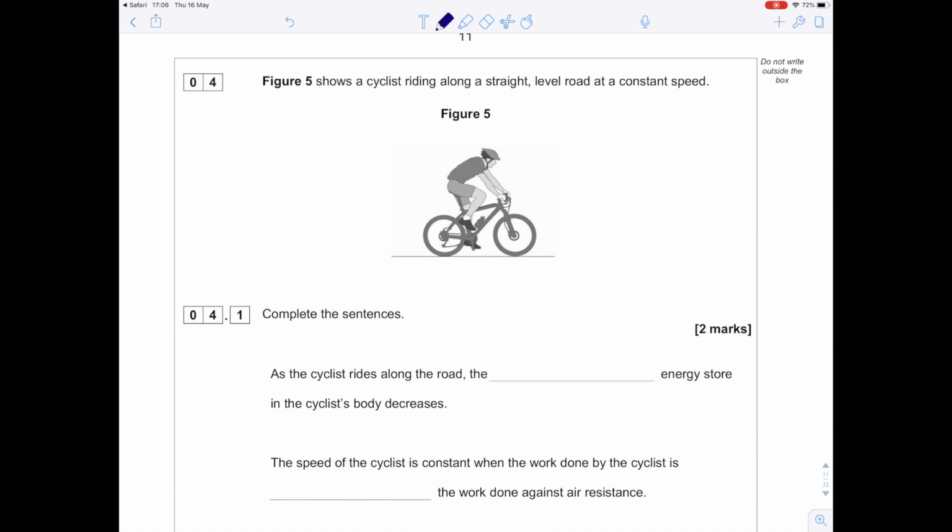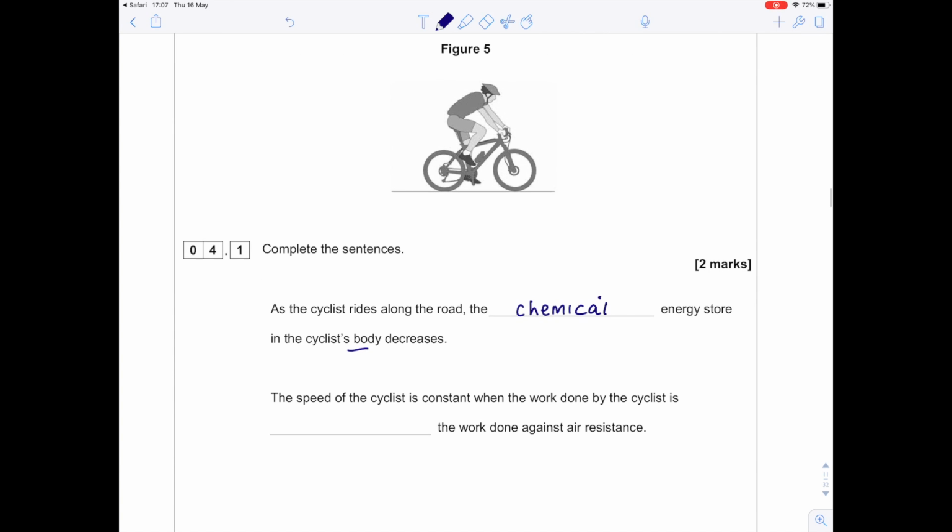4. Figure 5 shows a cyclist riding along a straight level road at constant speed. Complete the sentences. As the cyclist rides along the road, the something energy store in the cyclist's body decreases. Crucially, it's stored within his body, which means it must be chemical energy. The speed of the cyclist is constant when the work done by the cyclist is something the work done against air resistance. Okay, that value is just equal to.